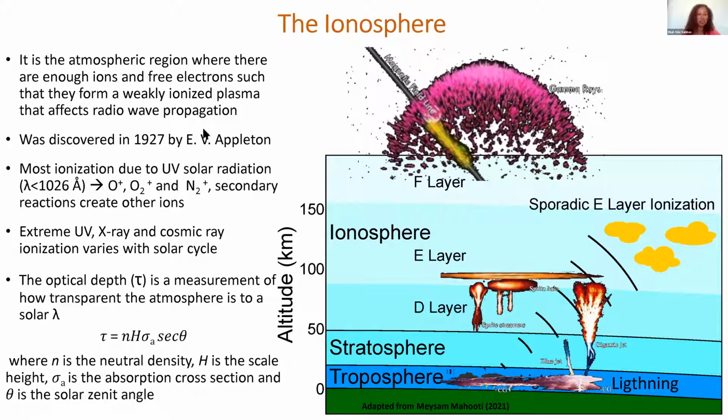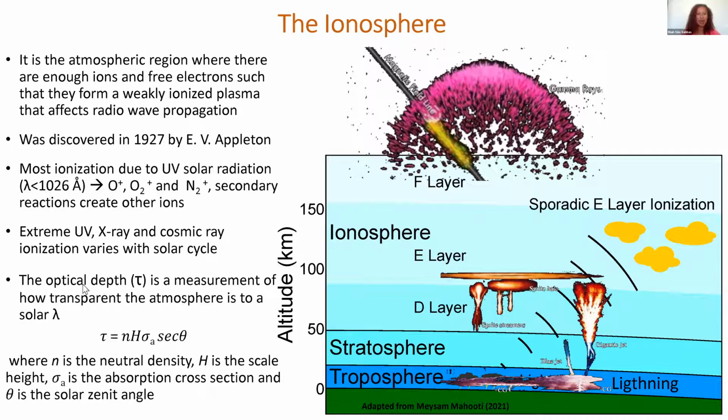Most of the ionization is due to UV solar radiation, and it creates primarily oxygen positive atoms, oxygen positive molecules, and nitrogen. And those initial ions give rise via secondary reactions to other ions, other species. Extreme ultraviolet radiation, X-rays and cosmic rays create ionization in the ionosphere. They are very important and they vary with the solar cycle. So it's a direct coupling of this plasma layer that's closer to us with the sun activity.